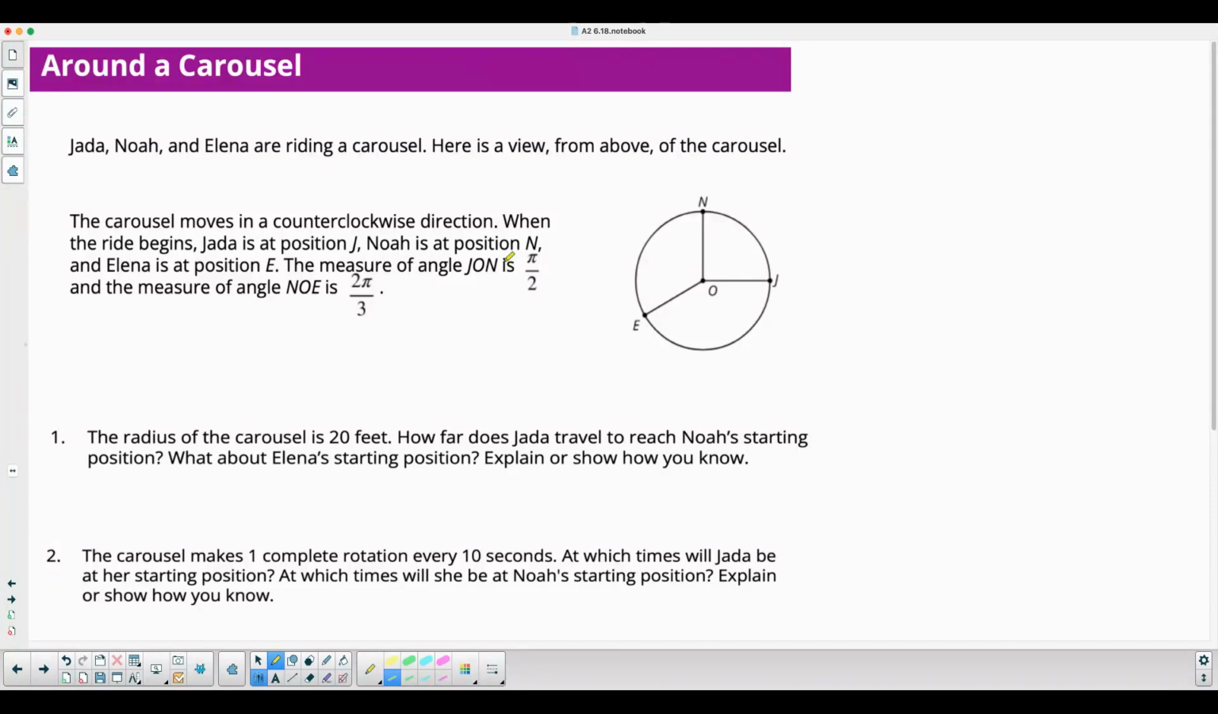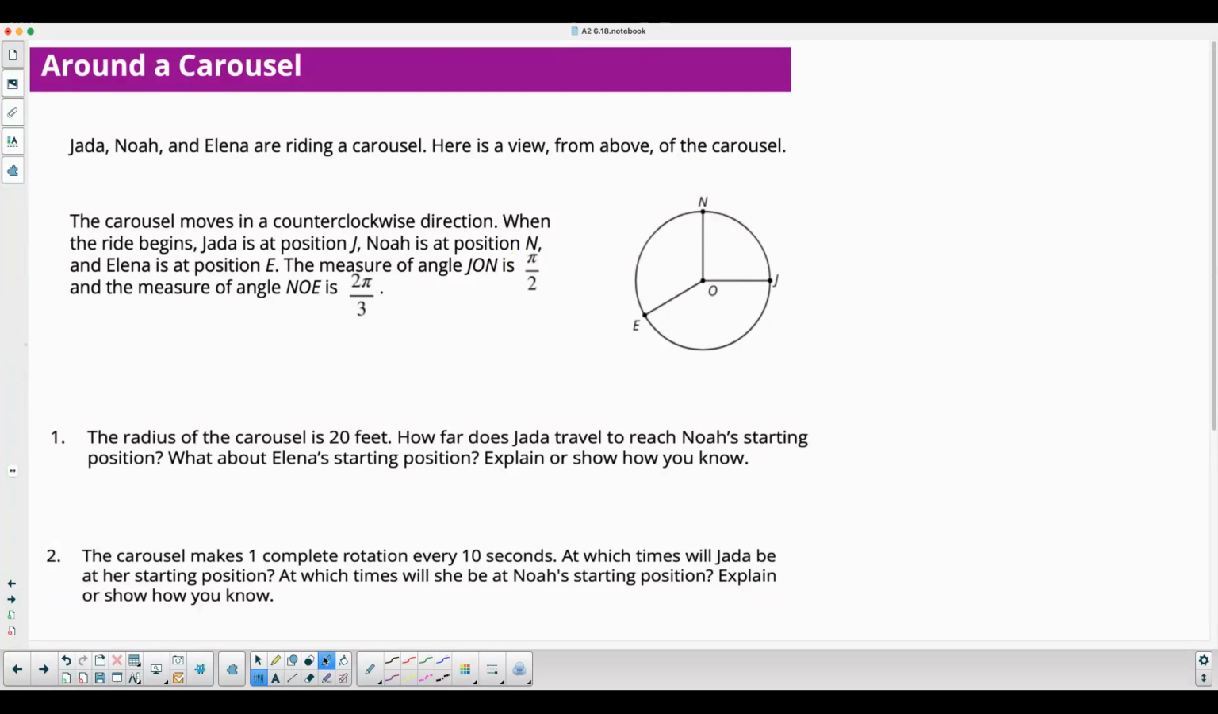Okay, pause the video, take a minute and read this situation. What we got here is a carousel moving counterclockwise. So Jada begins at position J, Noah at N, and Elena at E. So they mark some angles here.